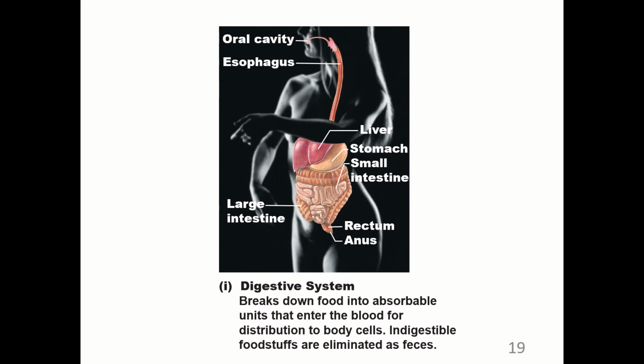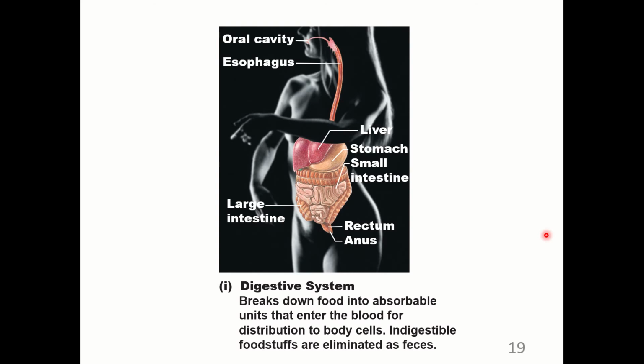The digestive system includes the GI tract, starting at the oral cavity, leading to the esophagus, which joins with the stomach, and then the small intestine, the large intestine, the rectum, and anus. Other structures of the digestive system include the liver, gallbladder, and pancreas, which is not pictured here.